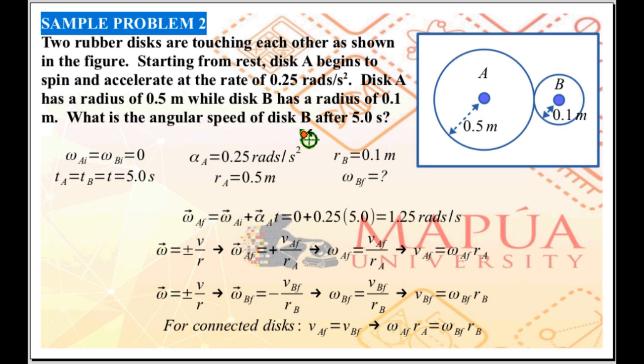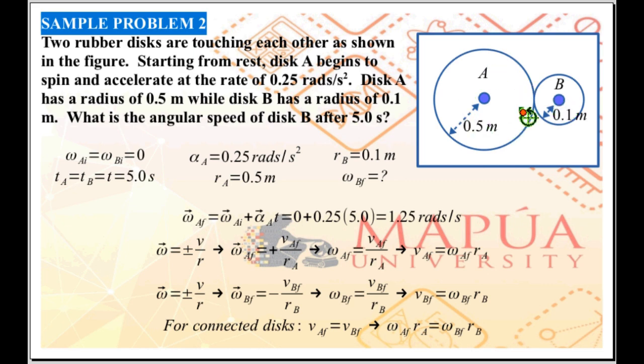What is the angular speed of disk B after 5 seconds? So what is the final angular speed of disk B? Omega B final we are looking for. Now, disk A has an acceleration magnitude of 0.25 radians per second squared. It is constant at this value. Disk A is undergoing uniform angular acceleration. Since disk B is in contact with disk A, disk B will also be moving in uniform angular acceleration.